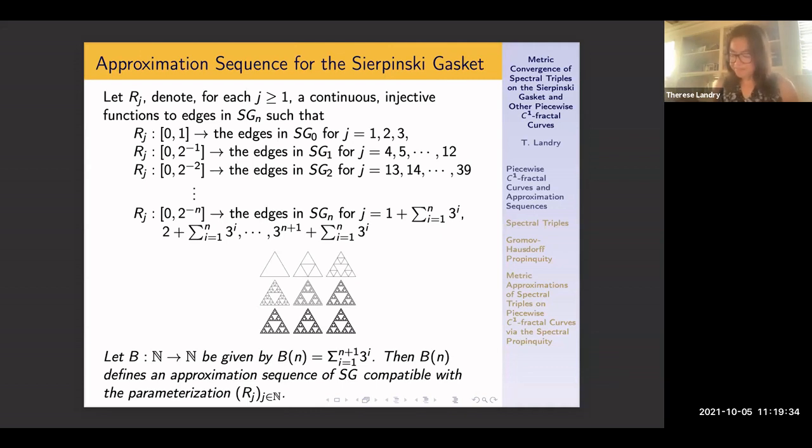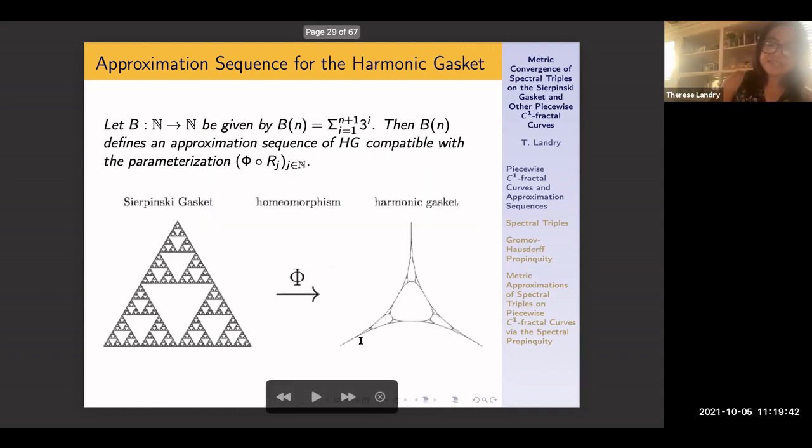So let's look at the next slide. Again, you could have a different parameterization, as you do for the harmonic gasket, but they can have the same approximation sequence.